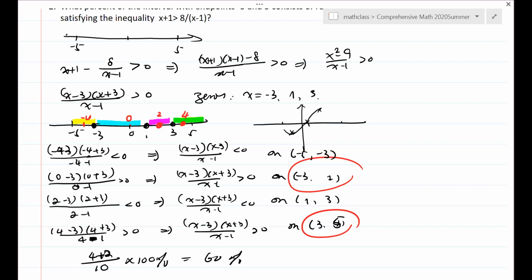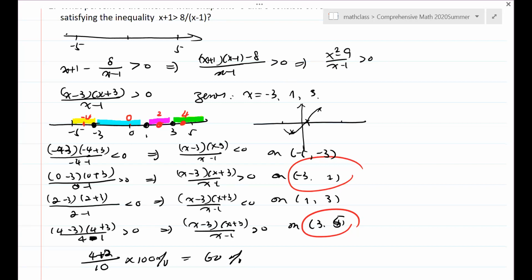You need to find the zeros of the numerator and denominator. Then you divide the whole interval into many subintervals, and over each interval you determine the sign of the expression. We can probably discuss more about that. This is from the chapter about inequalities. This is a good example.